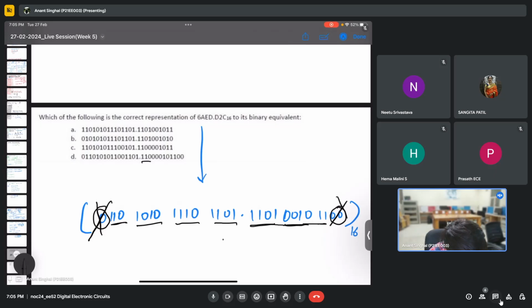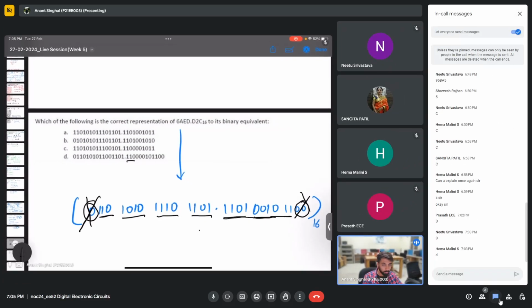So I'm not sure why you are getting option D first of all. Anyone who is getting option D, can you explain why D? I'm not getting it. Is there some error from your side? So I'm getting 1 1 0 1 0 1 0 1, and then 1 1 1 0 1 1 0 1 0 1. Yeah, so I'm getting option A.